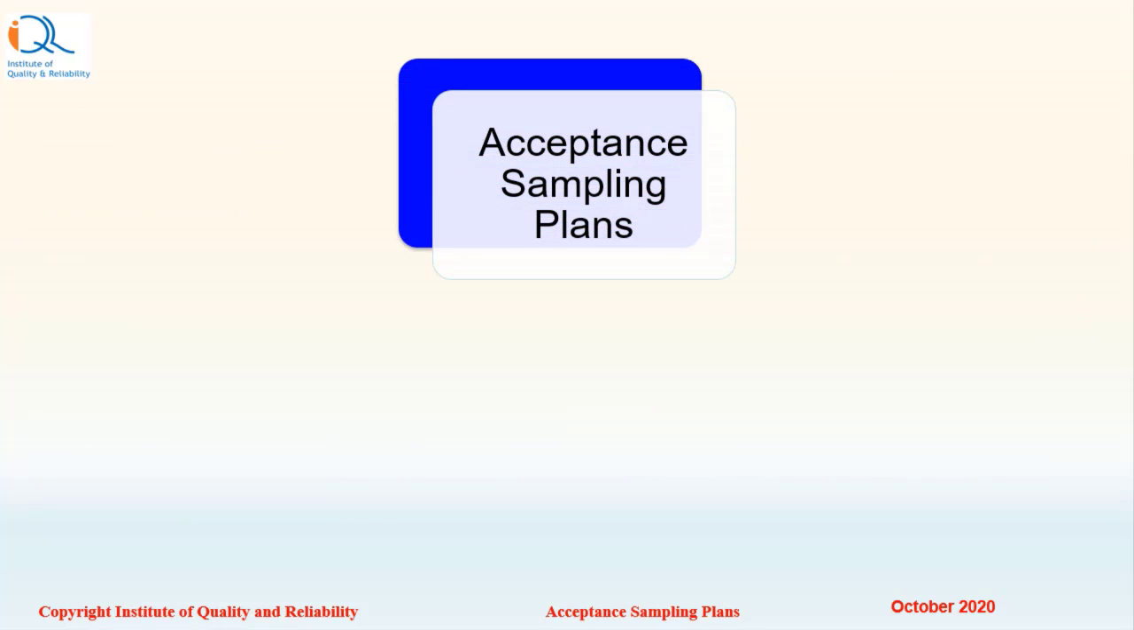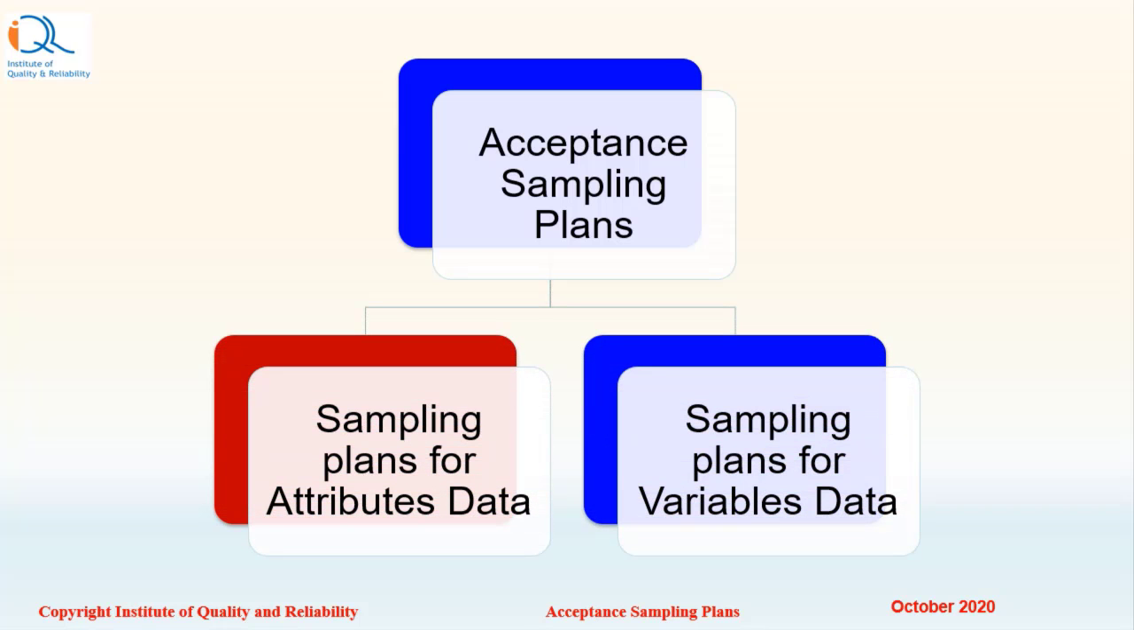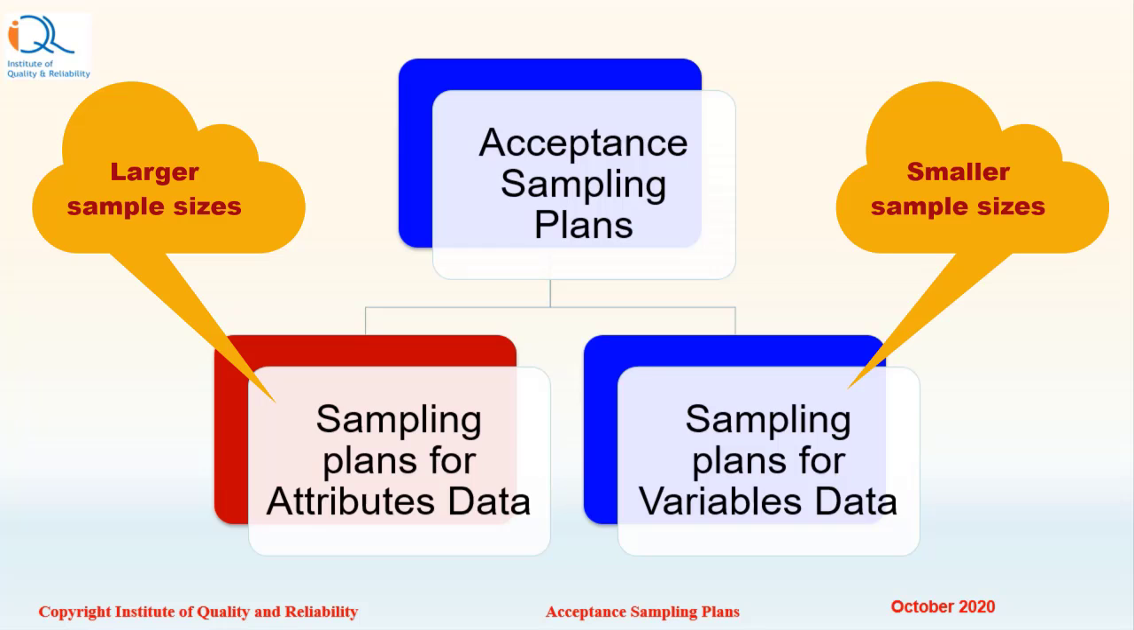Acceptance sampling plans can be for attribute data, or these plans could be for variables data. This depends on the type of data. Generally, if we are using sampling plans for attributes data, the sample sizes will be much higher compared to sampling plans for variable data.